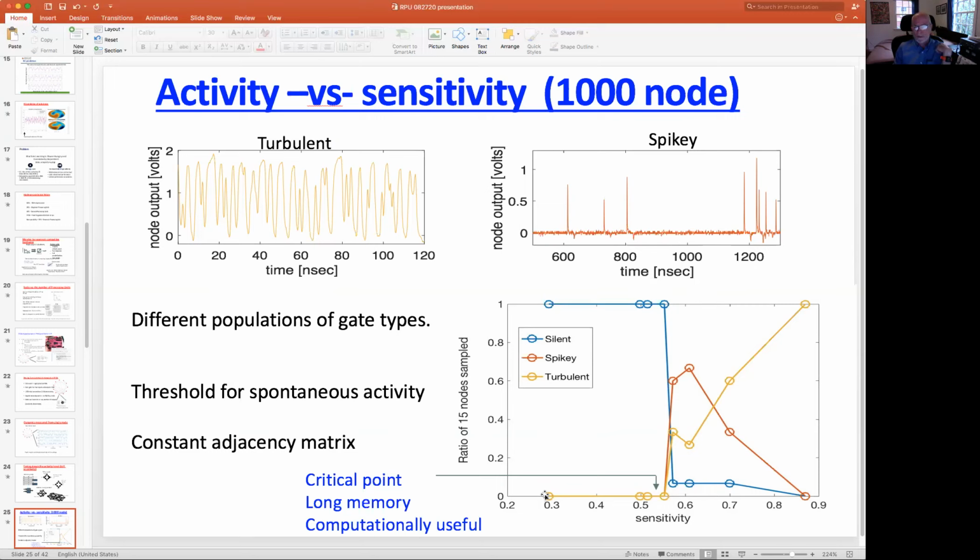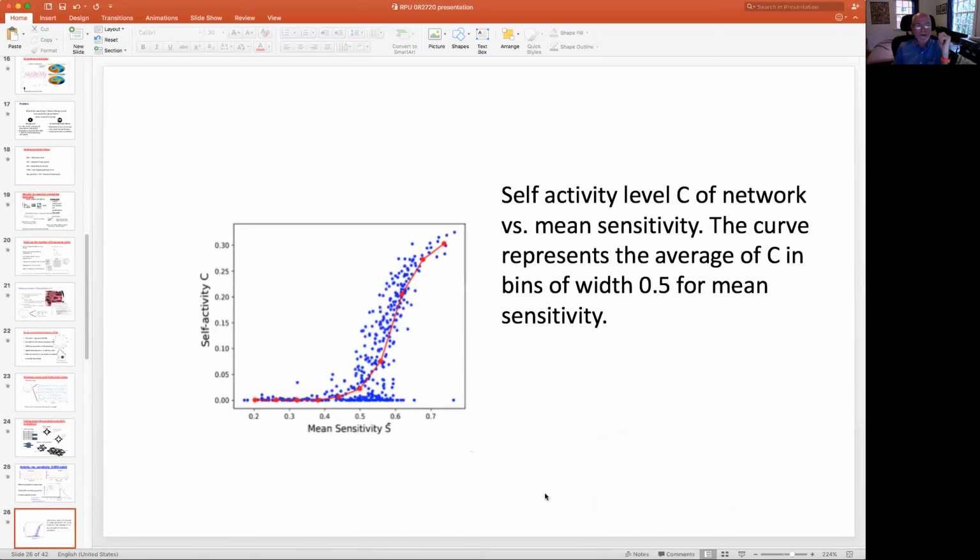The work of Dietmar Plenz has shown that a healthy neuronal system is sort of poised in a critical state between being overactive, which I would say these turbulent states are, and being underactive or a depressed state, which is what we have at low sensitivities. Useful computation may take place in this middle point, as well as possibly longer periods of time where information circulates within the network. And we'll look at that in a little bit more detail.